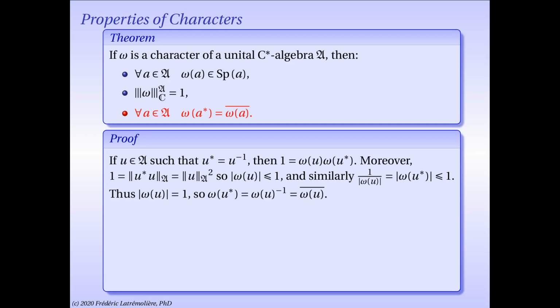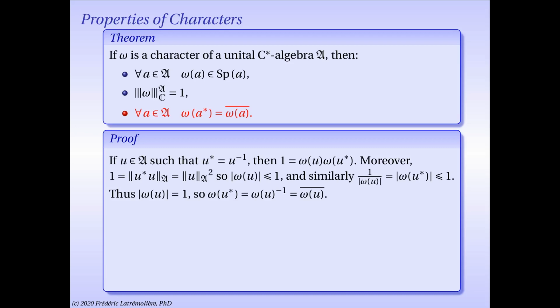So in other words, omega of U is an element of the unit circle of the complex numbers. And its inverse, which we know to be omega of U star, is actually the conjugate of omega of U, because that is how you take the inverse of a complex number on the unit circle.